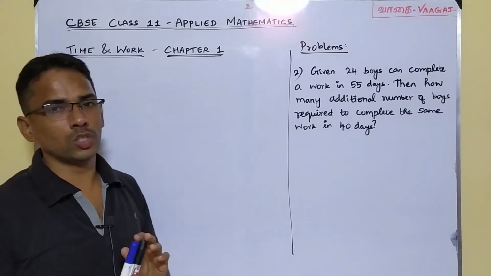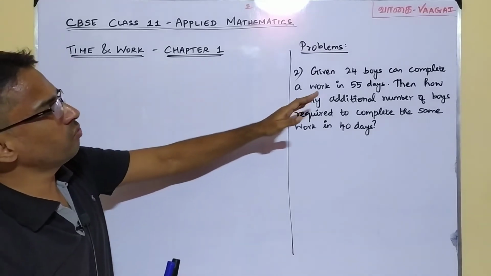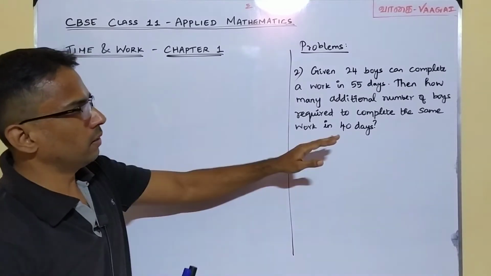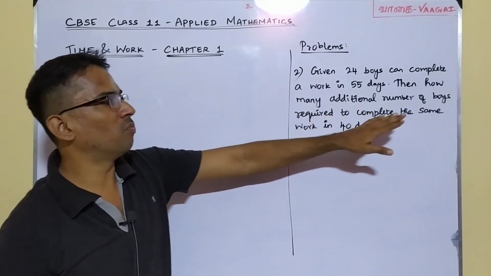Let's work the second question. The question is: given 24 boys can complete a work in 55 days, then how many additional number of boys?